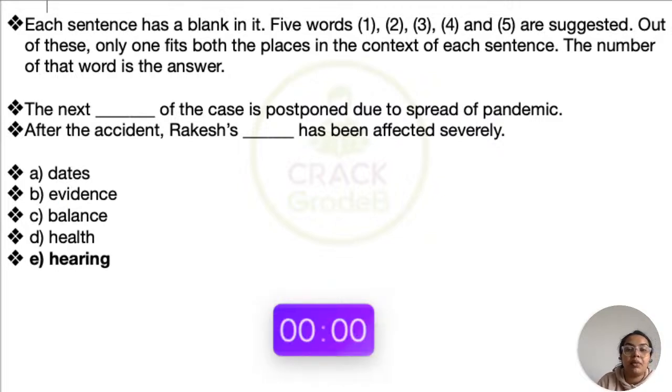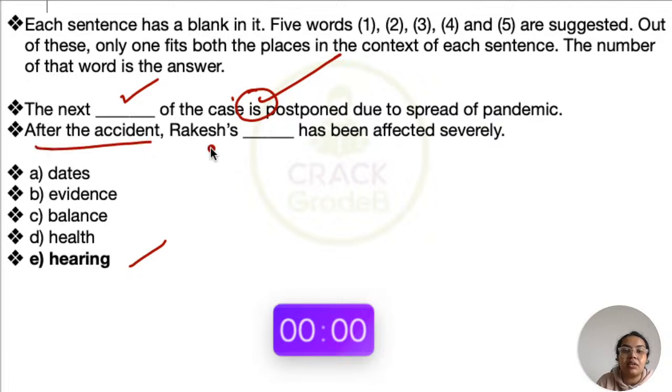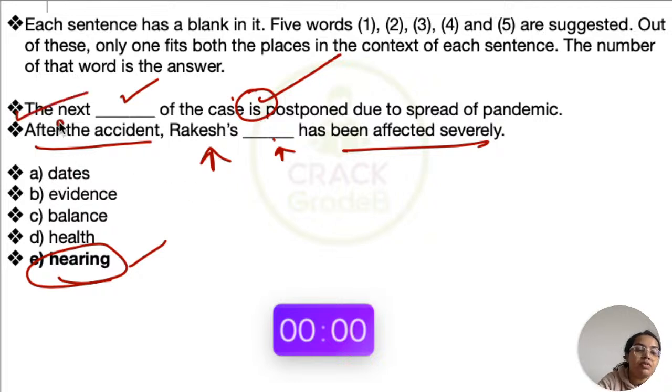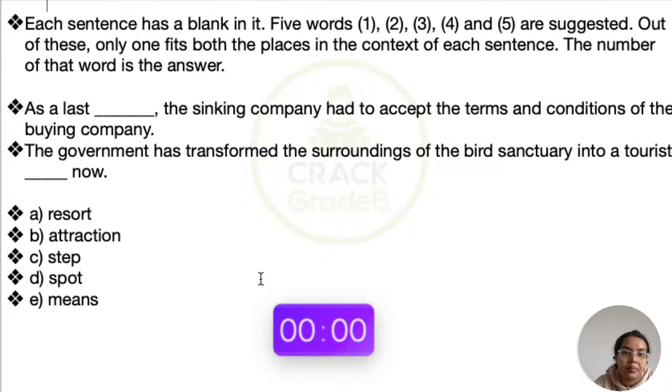Hearing. Because first it is the hearing of the case, that's the trial date. So the next hearing of the case, and that is singular, then only I'm able to use is. After the accident, Rakesh's hearing has been affected. This is the sense of hearing, use of our ears and eardrum. So, hearing is good. We cannot talk about the health of the case, balance, or evidence is postponed. Dates could be postponed, the next dates, but that cannot come. So, even through the first one itself, you could have answered. The answer is E.